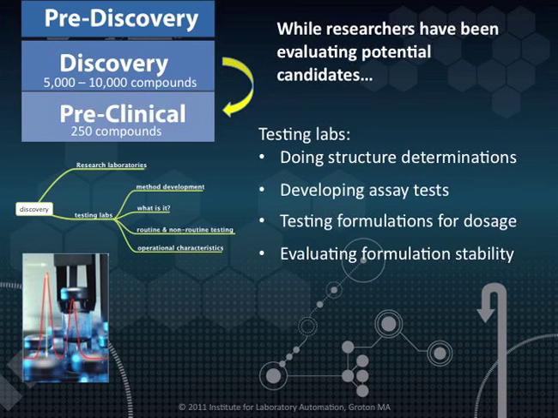Often researchers will be working with chemicals and compounds extracted from biological sources, and they may not know what the structures of the active ingredients are. One of the tasks that the testing laboratories perform is determining those structures, so the researchers will know the precise chemical composition of the materials they are working with.